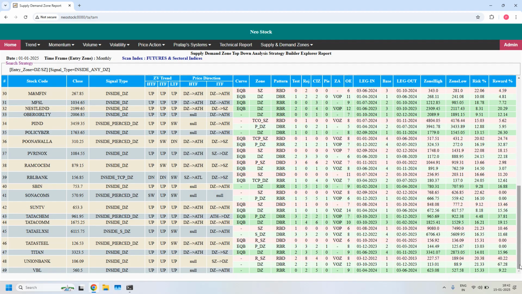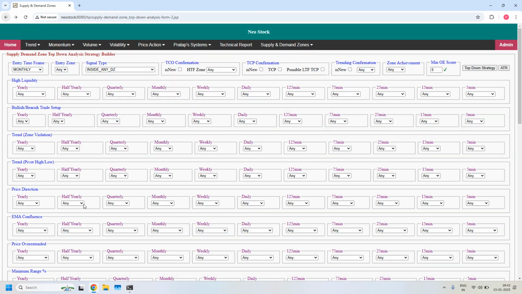So total 49 stocks where price closed inside the monthly demand zone. We can further reduce this list by adding the high probability parameter EMA Confluence. Let us verify how many of these monthly demand zones are having monthly EMA Confluence.